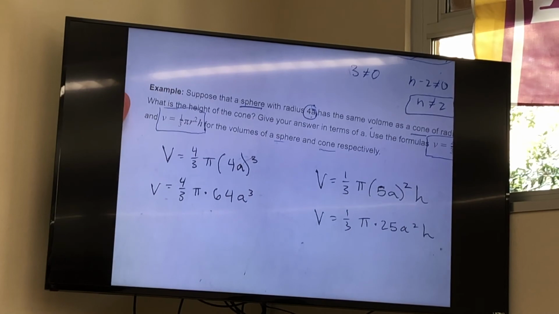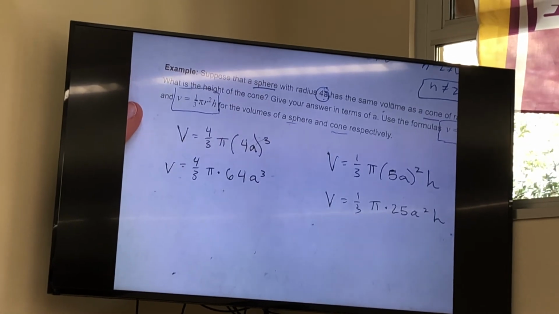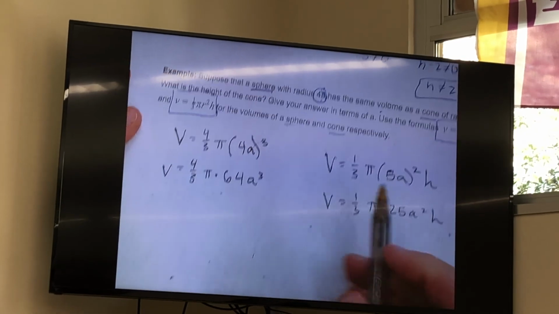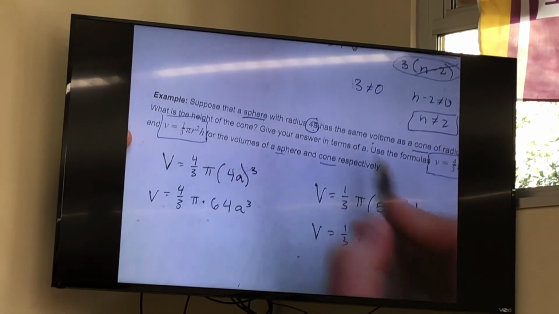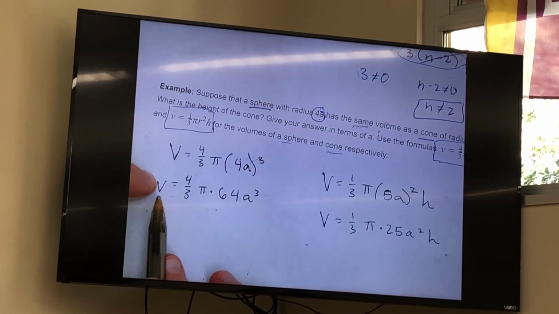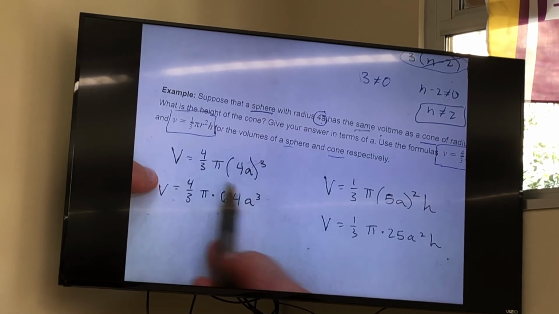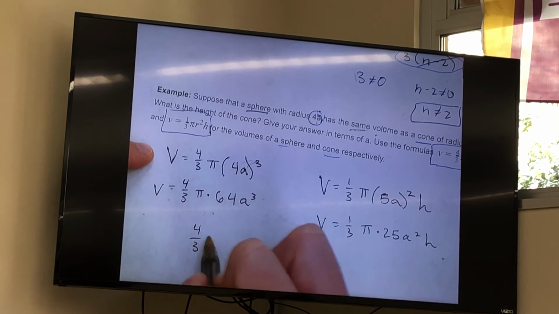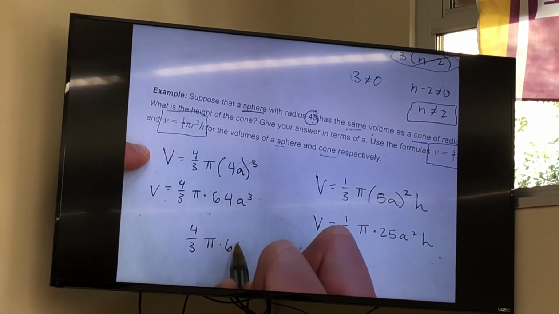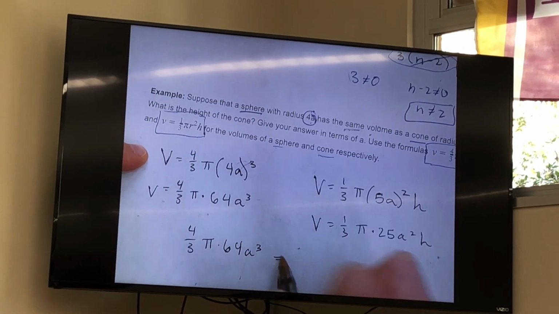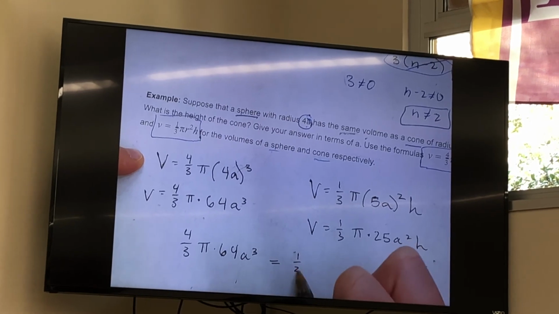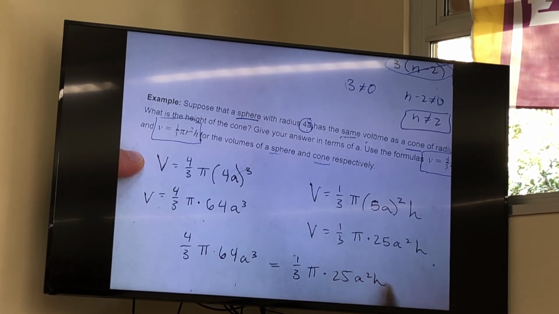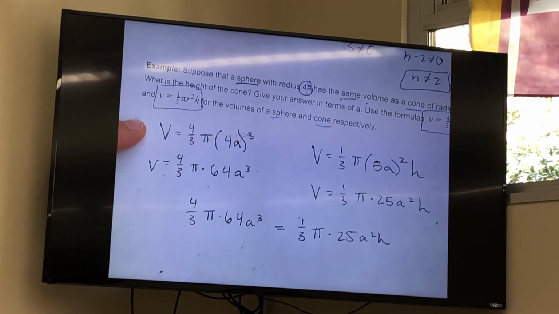You can do it a little bit differently by simplifying these down, but I'm just going to start setting them equal to each other. We're trying to figure out when their volume is the same. So the V and the V are the same, and I'm just going to replace this V with this equation. So I have 4/3 pi times 64 a to the third, equal to 1/3 pi times 25 a squared h. Doesn't that look great?